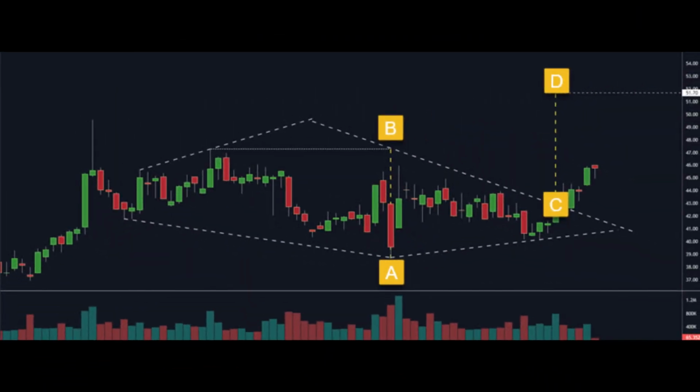Targets: setting profit targets involves measuring the height of the pattern and using that measurement to project the potential price move.